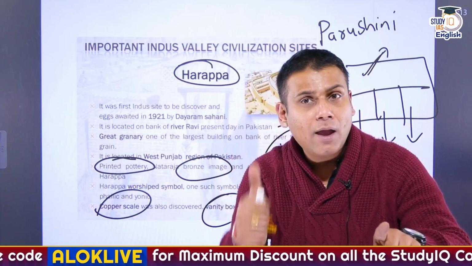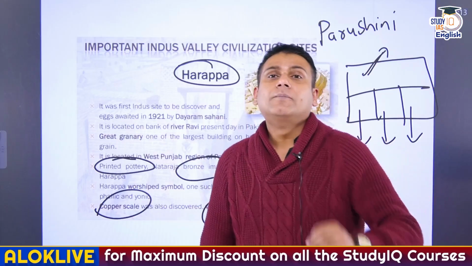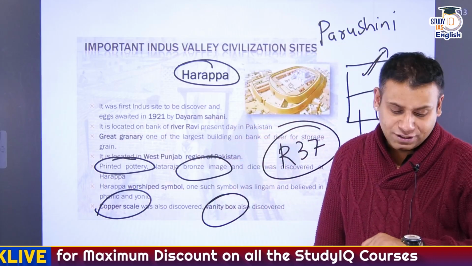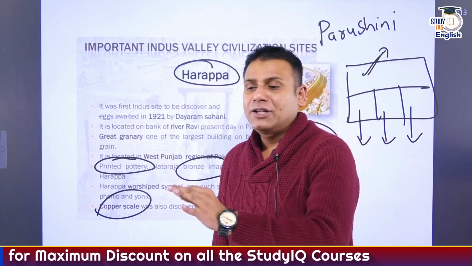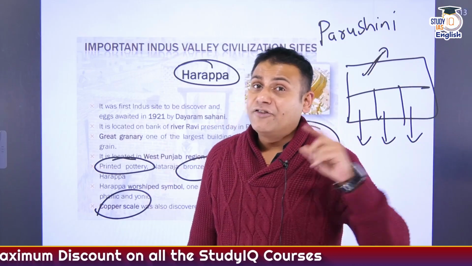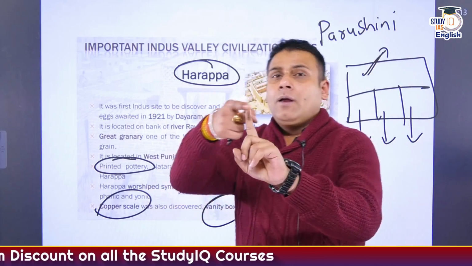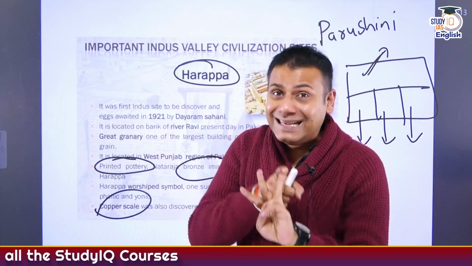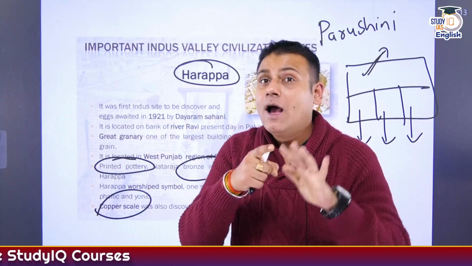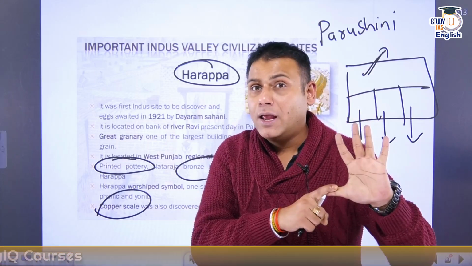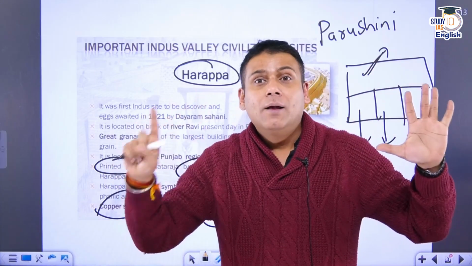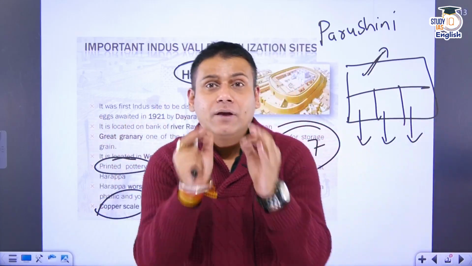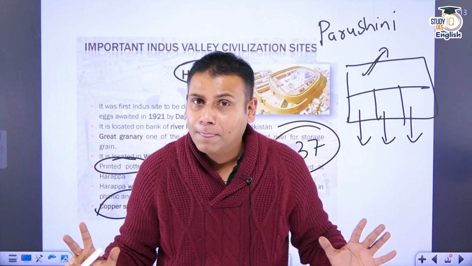I'll repeat them again in short. Pay attention carefully. Harappa is an Indus Valley civilization site located on the banks of river Ravi, which is a tributary of river Indus. Painted pottery, great granary, dice, copper scale, R37 cemetery, vanity box, Nataraj bronze image are the key findings from the site of Harappa.